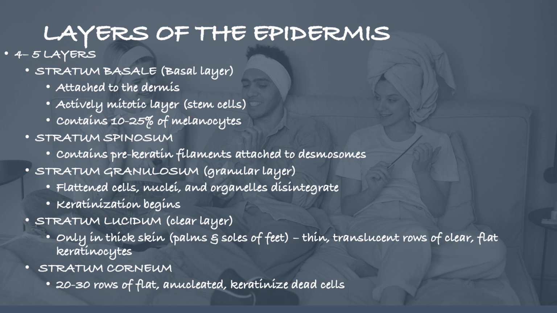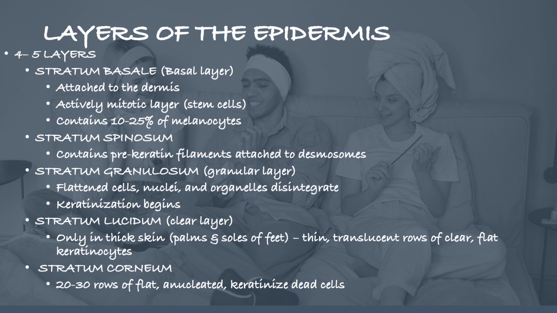It's a thin, translucent row of clear, flat keratinocytes. And the very last layer is going to be the stratum corneum, the very top layer, the one that you can touch, the one that you can see. In this stratum corneum, we're going to find 20 to 30 rows of flat, anucleated cells, meaning that they don't have any nucleus. Remember, the nucleus disintegrated, died when it was still in the stratum granulosum.